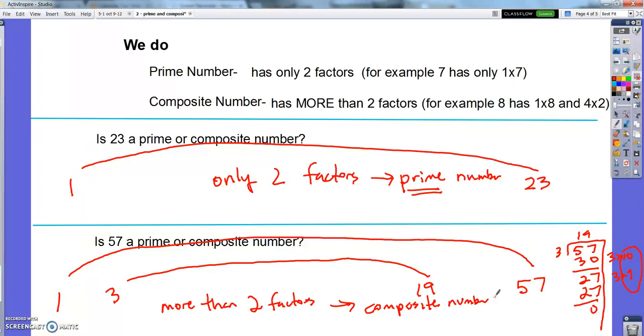So that's prime and composite numbers. Once you feel like you have a good understanding of this, you've written down your definitions and a couple examples, you're all set, and we'll try it tomorrow.